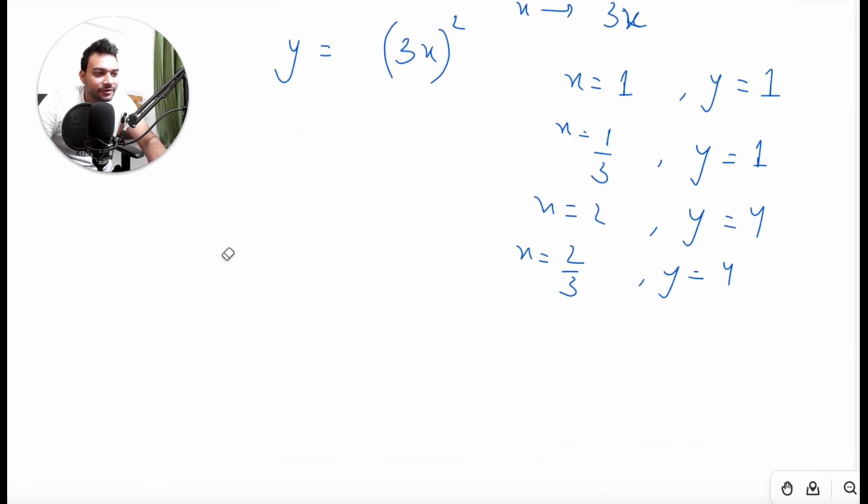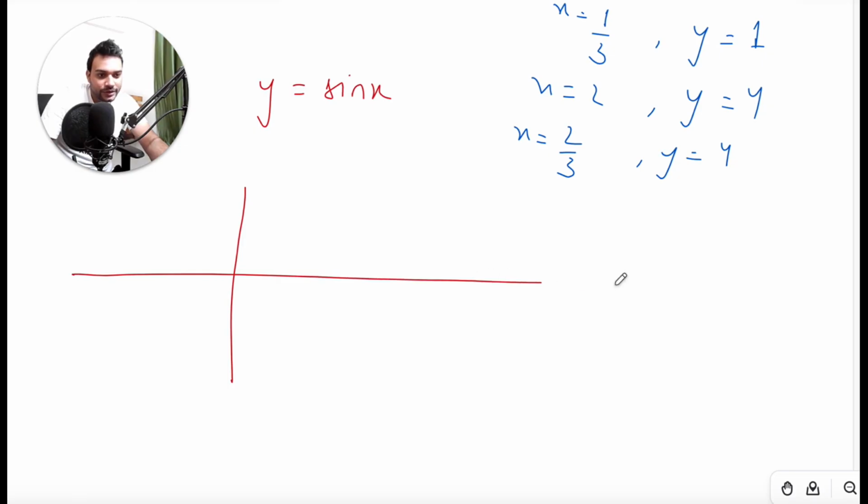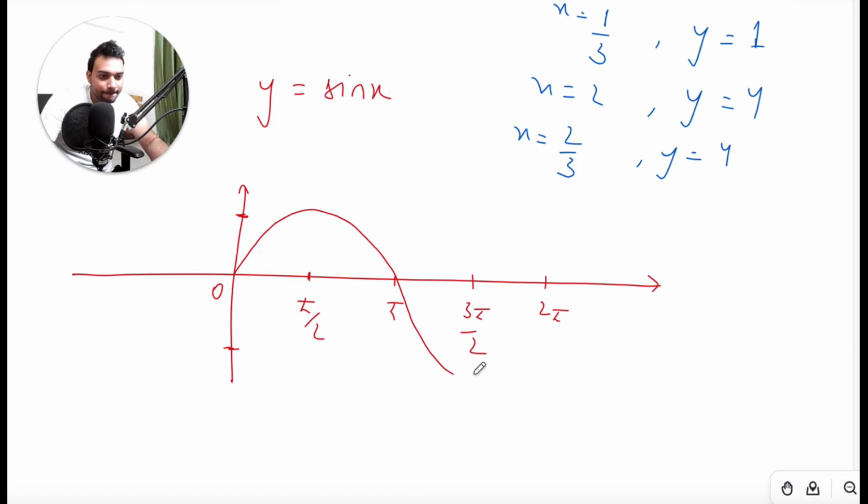A more evident version of this can be seen here. The best example for this would be trigonometric functions. Let's say you have y is equal to sine of x. Initially, with no change, the graph is going to look like this: 0, pi by 2, pi, 3 pi by 2, 2 pi, and it goes from -1 to 1. This here is the sine curve.